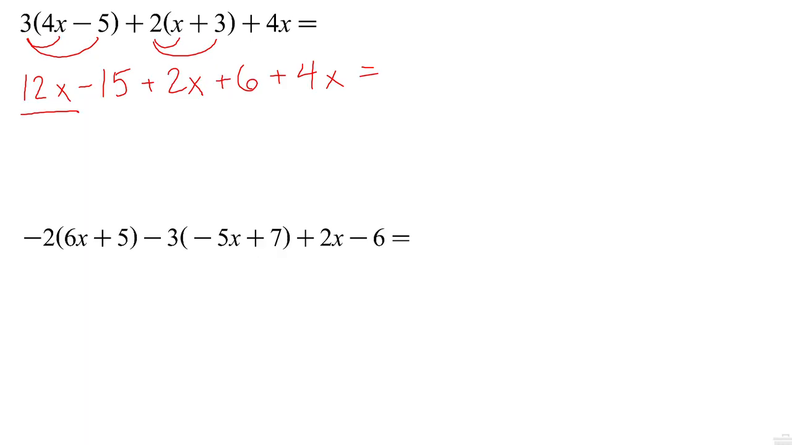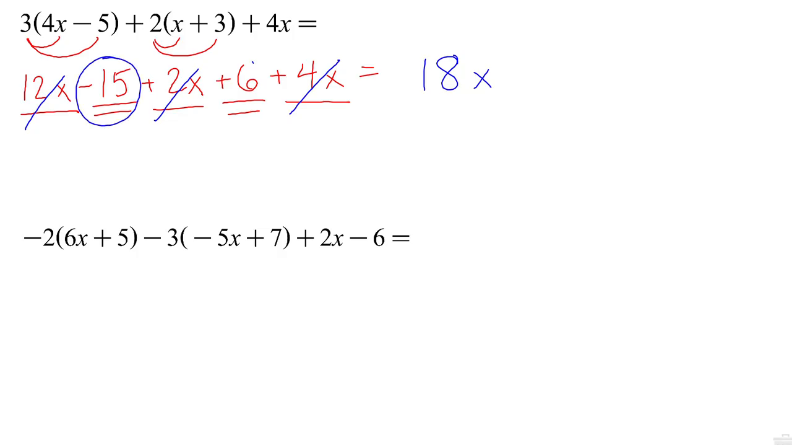I'm going to underline my 12x, my 2x, and my 4x once because they each have an x. And my constants I'll underline twice. So now when I combine them, 12x plus 2x is 14x. Plus 4 more x is going to be 18x. And I have a minus 15 and a plus 6. Well, negative 15 plus 6 is negative 9. So we'll get 18x minus 9 as our final simplified answer.